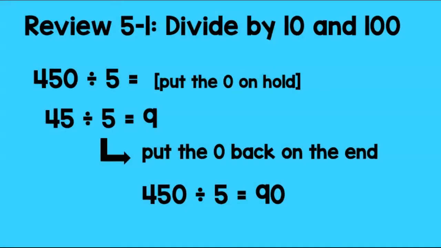A review of 5-1, divide by 10 and 100. If you had 450 divided by 5, you'd put that 0 on hold like we did in multiplication and bring it to 45 divided by 5. 5 times what is 45? We know that is 9. We have to put our 0 back onto our answer, so we would have 90 as our answer.